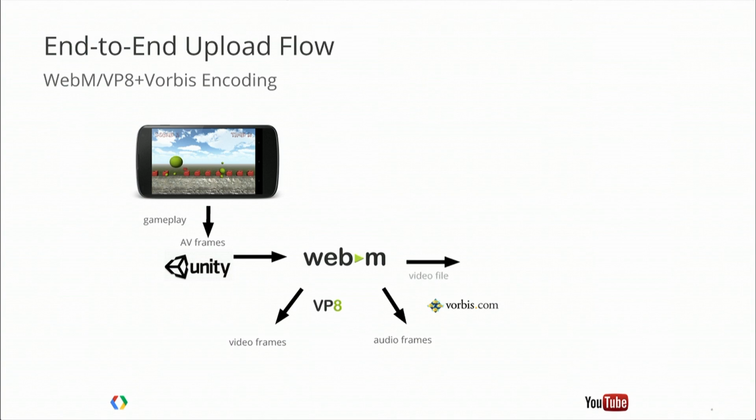Once that file is created, we use the YouTube Data API. In this case, we use the YouTube Data API version 3 to upload the resulting video to YouTube. The YouTube Data API is RESTful. It's fairly straightforward to use. For Android, we use the Java client libraries, so you don't actually have to write any HTTP or JSON parsing code.